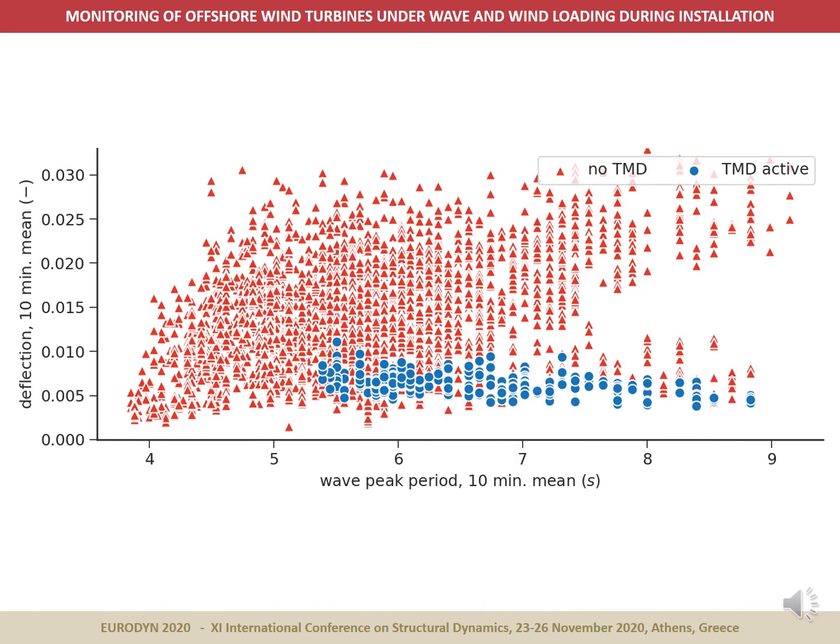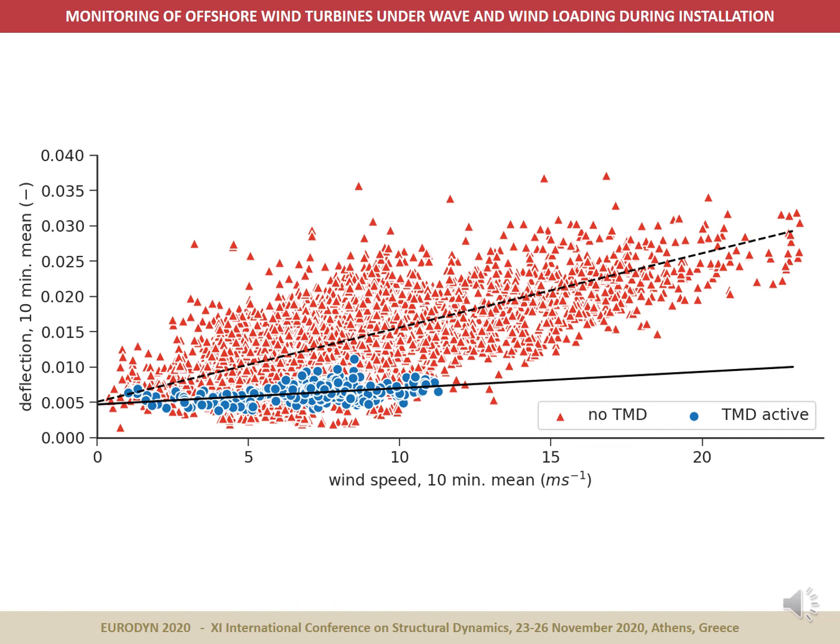In this slide, we depict the 10-minute mean deflection as a function of the wave peak period. No clear dependence of deflection on wave peak period can be observed. Still, turbines where a tuned mass damper was active showed a strongly reduced 10-minute mean deflection.